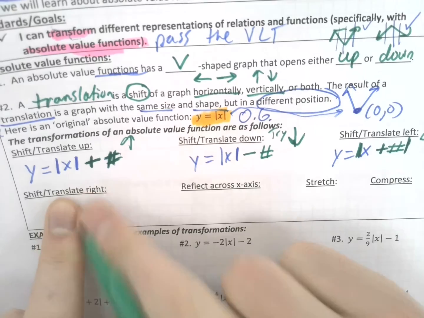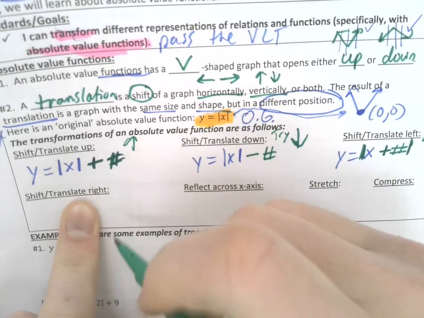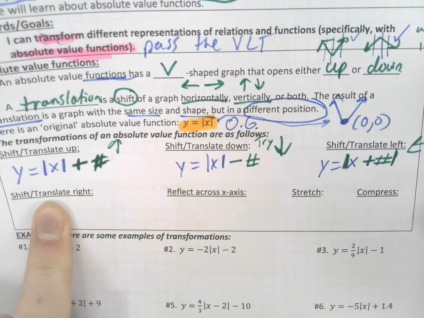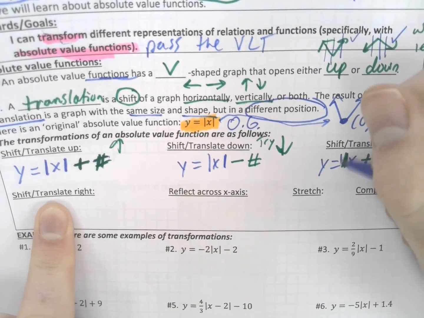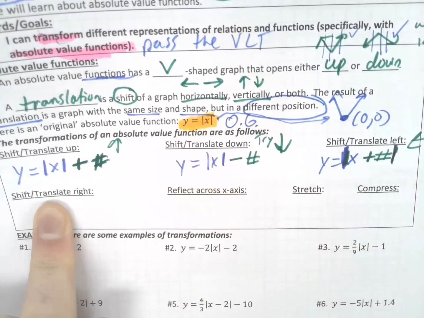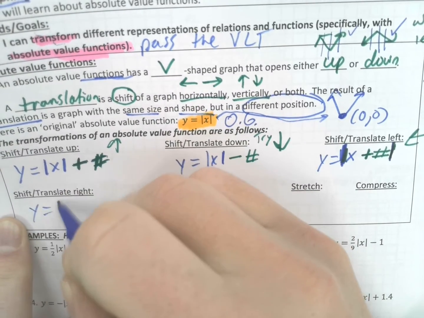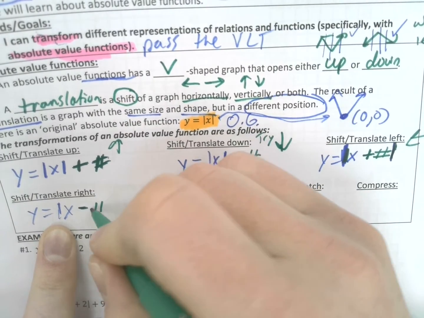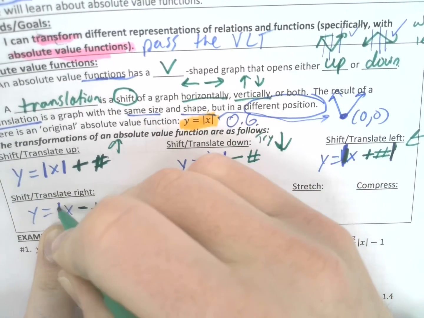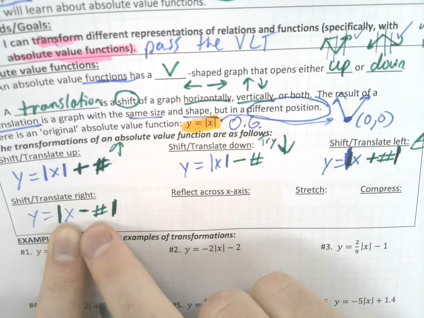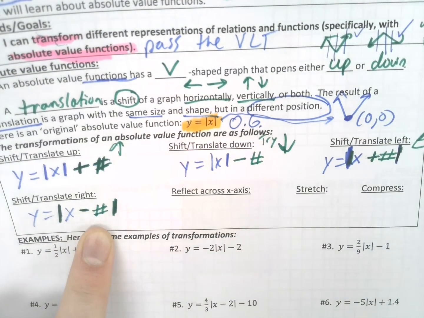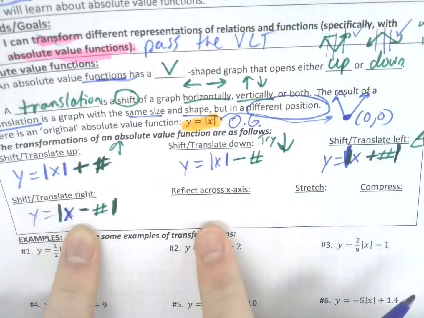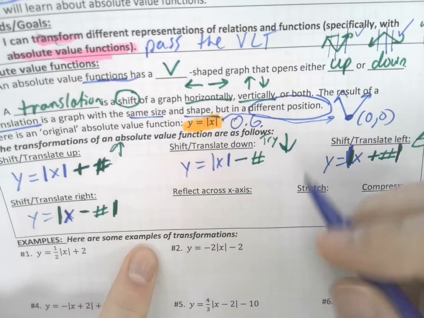What are you guys thinking for translating right? So if left had us adding a number inside the bars, again, I will make sure we see those bars there. And then y equals the absolute value of x. Some of you guys already know, minus a number. Y equals the absolute value of x minus a number. Now these last three are kind of tricky.